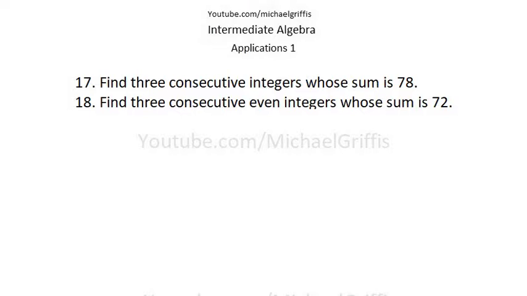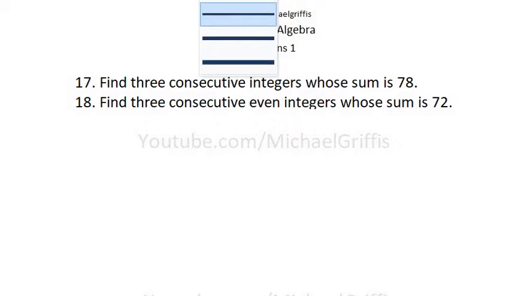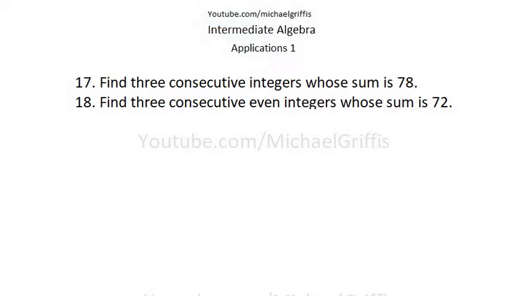Oh, we got to set our brushes up, which I forgot to do, as usual. Okay, all that looks good.